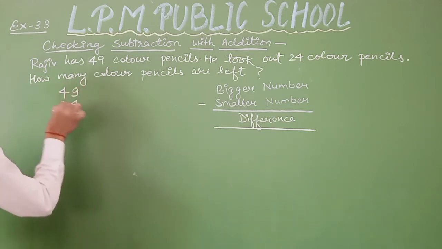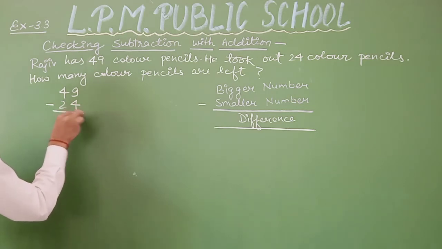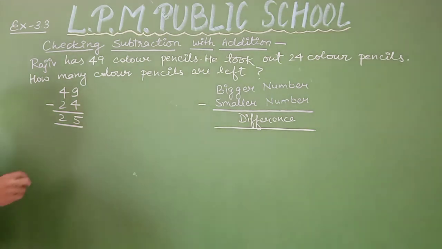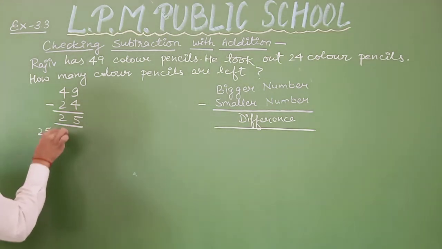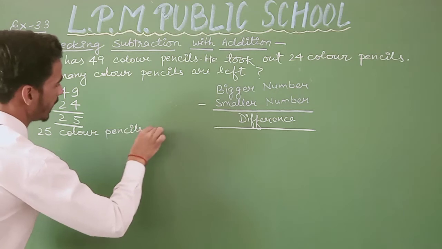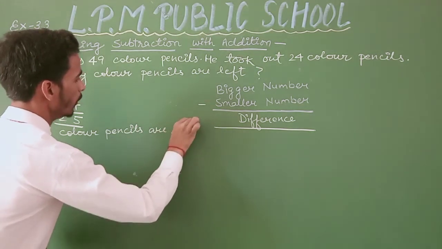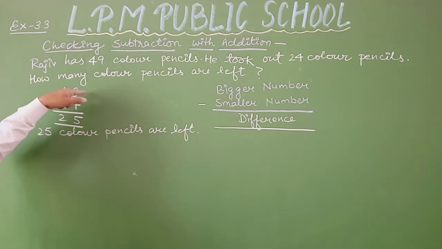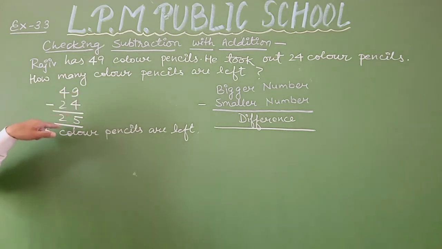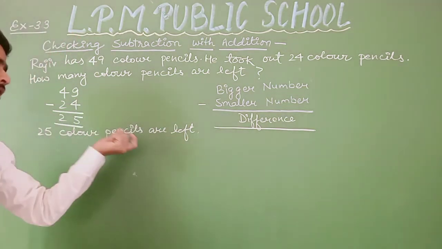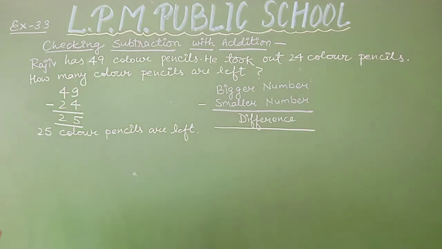That is 9 minus 4, that is 5, and 4 minus 2 is 2, so 25. 25 color pencils are left, because to find how many are left we subtract 24, the smaller number, from 49, the bigger number. 25 is the difference of these two numbers. Is my answer correct?